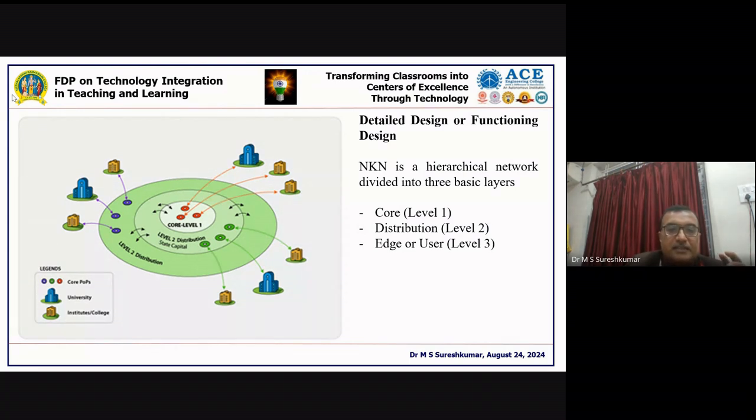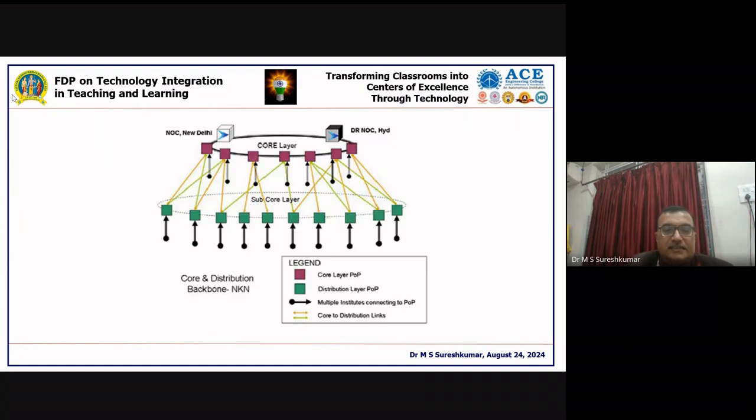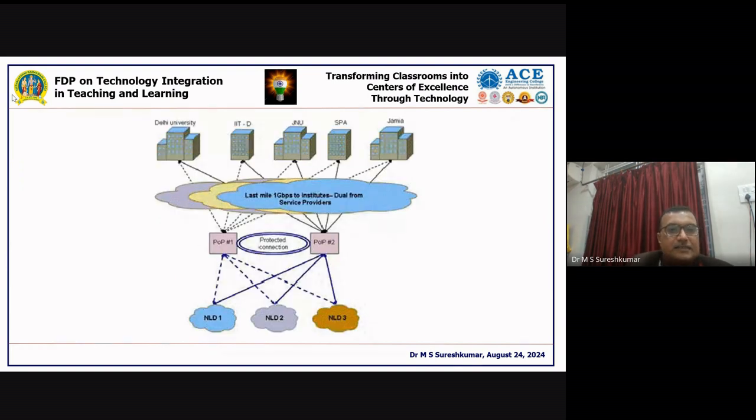At the core level, that is the metro. Four metros are connected first, then it is connected to IITs, then the IITs include the other institutions. Next slide, please, madam. You can run the slide, madam.